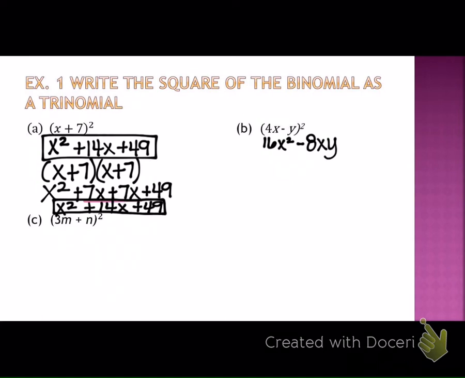Okay. What's the second term in the problem? Y. So square that, and what do you get? Y squared. Okay. And what is my sign? What kind of y squared is it? Positive or negative?